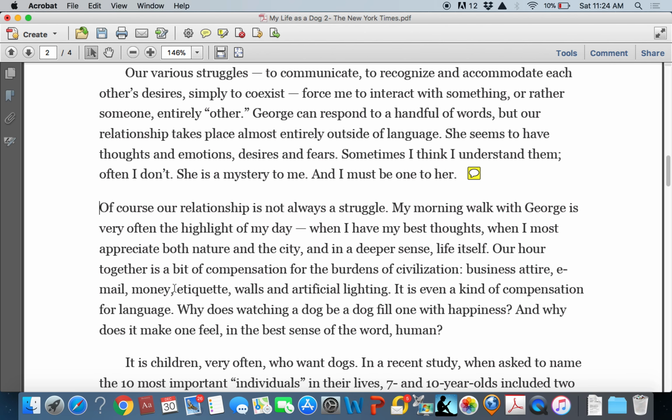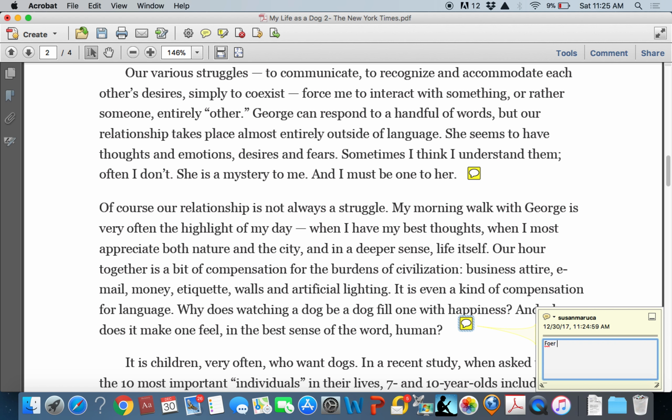Why does watching a dog be a dog fill one with happiness? And why does it make one feel, in the best sense of the word, human? So, he points out that he feels more human with his pet, even if he cannot talk to her.